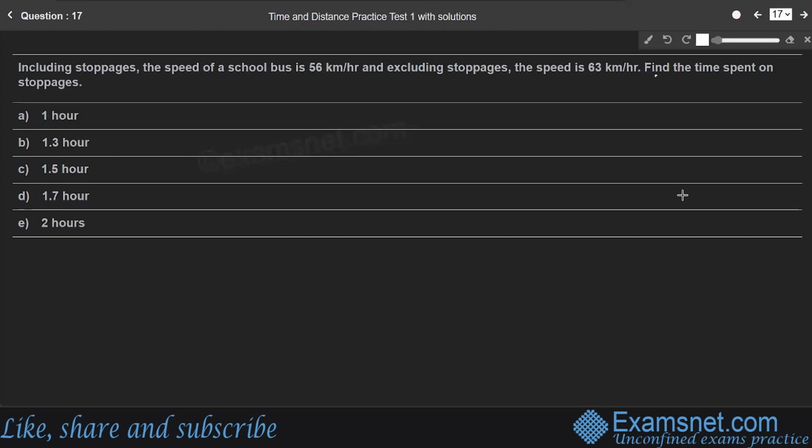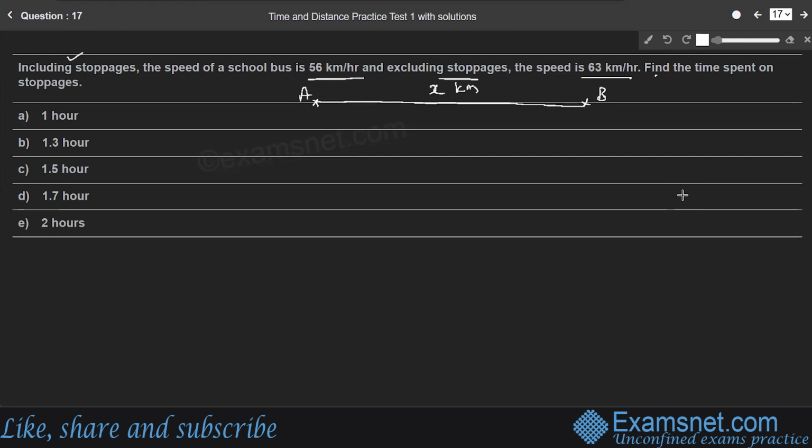Question number 17. Including stoppages, the speed of a school bus is 56 km per hour and excluding stoppages, the speed is 63 km per hour. Find the time spent on stoppages. So students will consider 2 points A and B, right? School to home, for example. So let the distance be x kilometer.